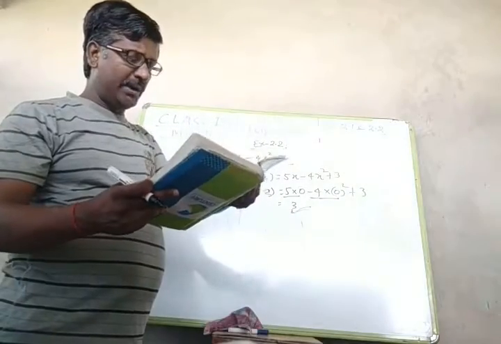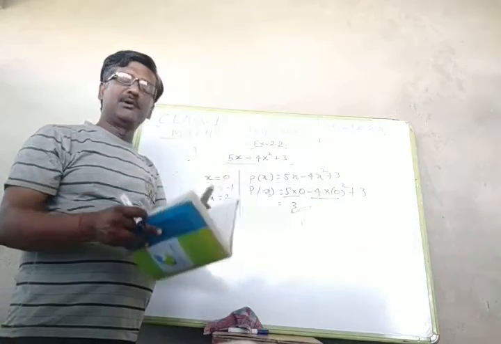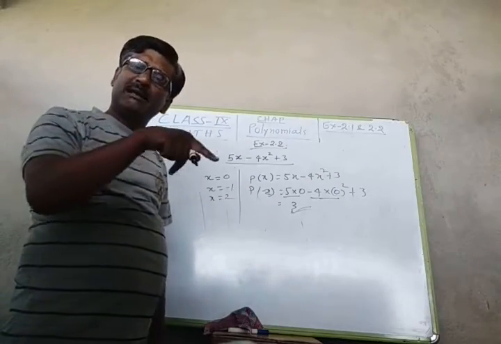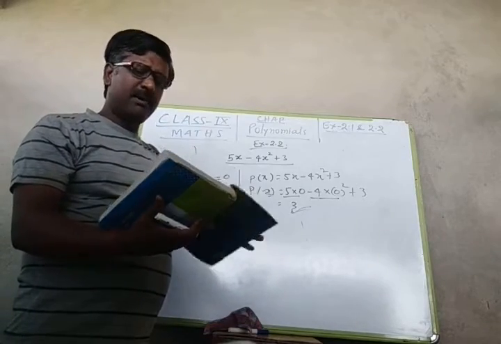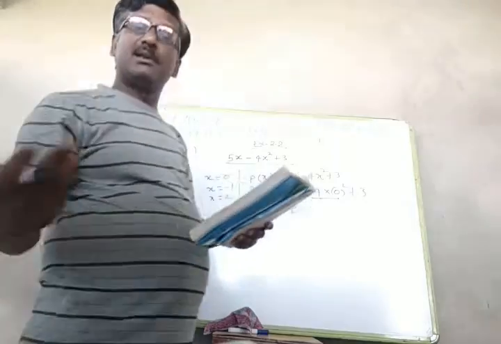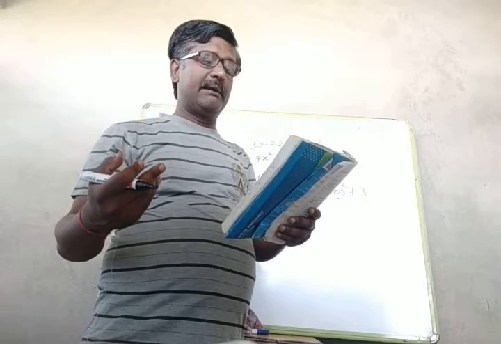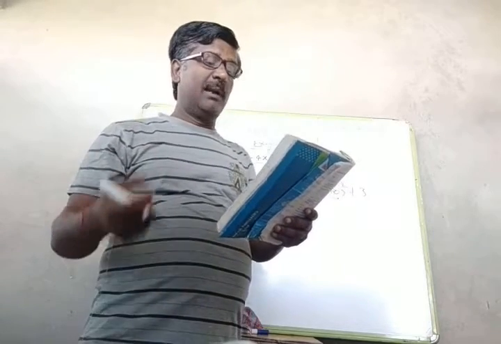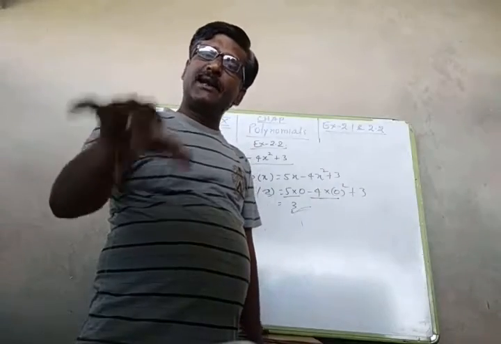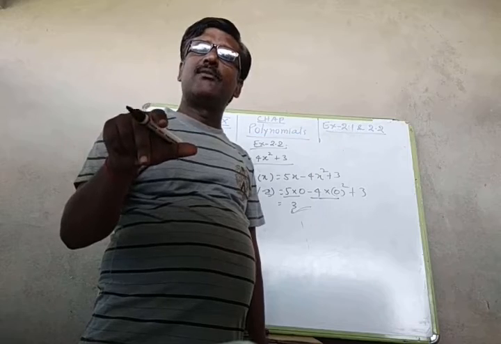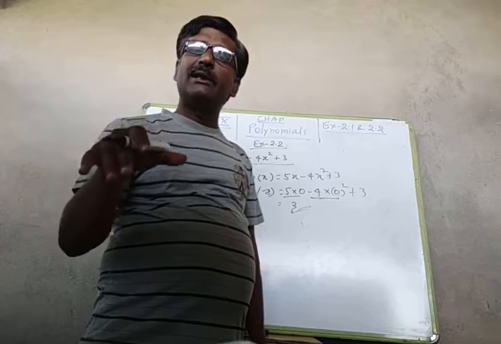Now, question number 2 is: find P(0), P(1), P(2) for each of the following polynomials. So once again, we have to put the given values in that polynomial, and this way we can get its value. Question number 3 is: verify whether the following are the zeros of the polynomials indicated against them. For example, the question is P(x) is equal to 3x plus 1, in which x is equal to minus 1 by 3. And as I have told you, if any real number converts a polynomial, after solving, equal to 0, then that real number is considered a zero of that polynomial.